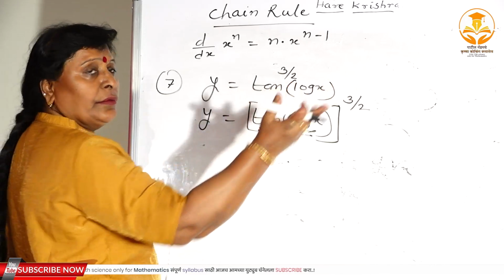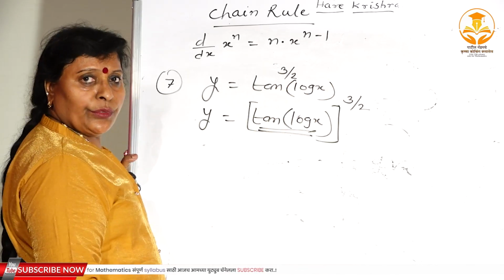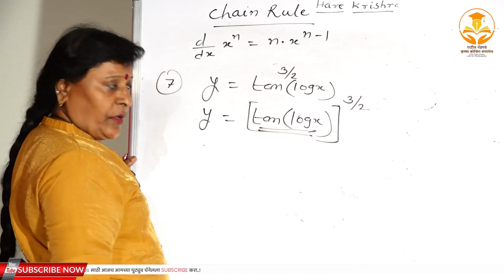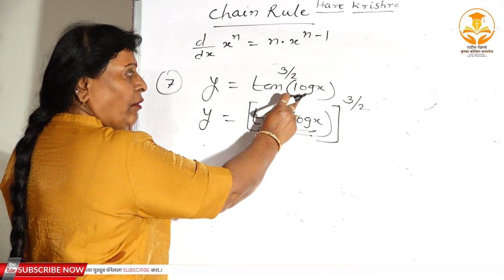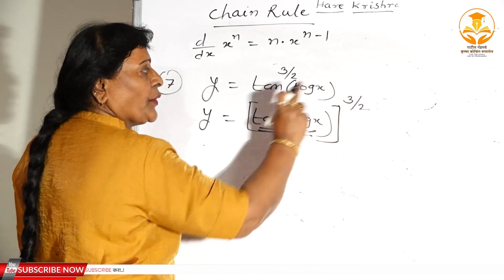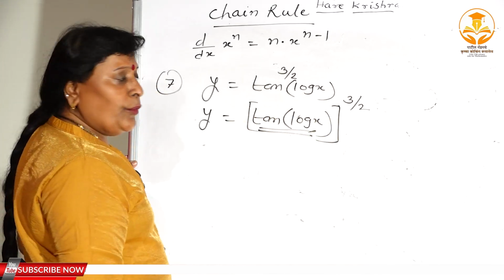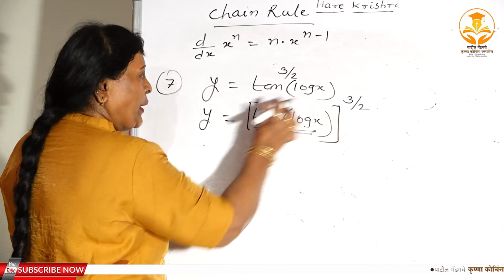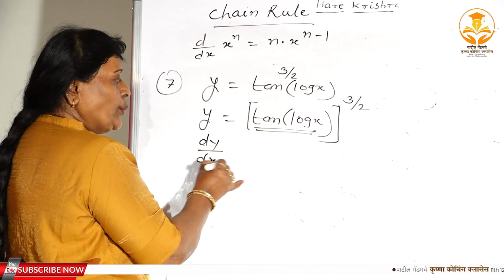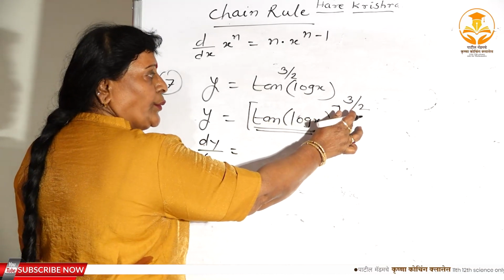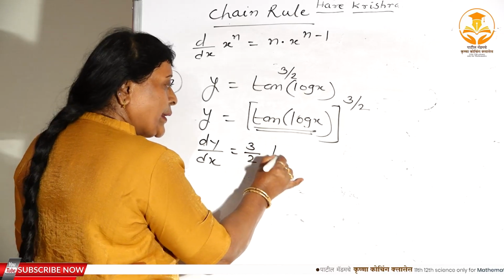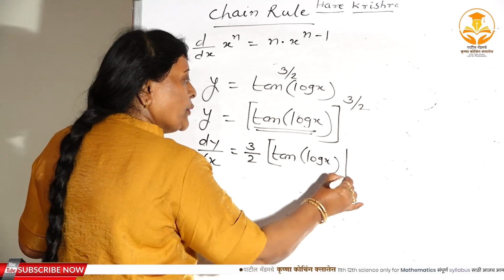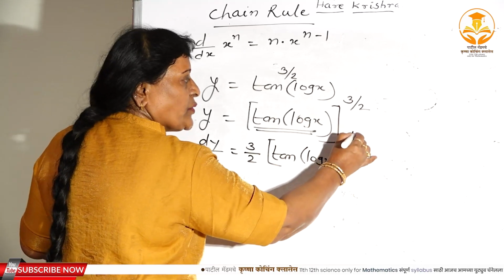Here, if you look, you get confused about where to substitute u. Therefore first you have to make the function convenient for us. So you can write tan log x whole to the power 3 by 2. Now you can substitute u. Here you can put u. Now look at the derivative of u to the power 3 by 2. What is the derivative of u to the power 3 by 2? 3 by 2 tan log x whole to the power 3 by 2 minus 1. 3 by 2 minus 1 means what here? 1 by 2.